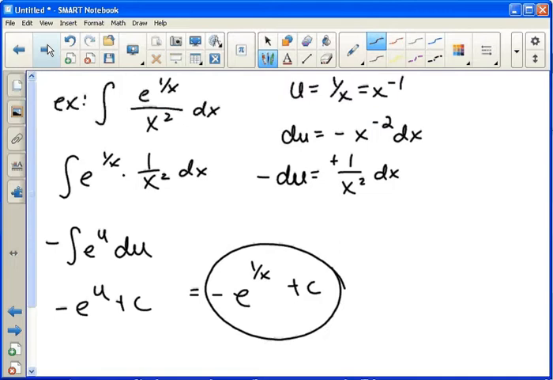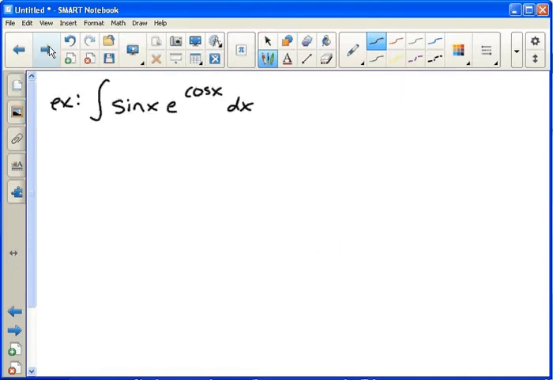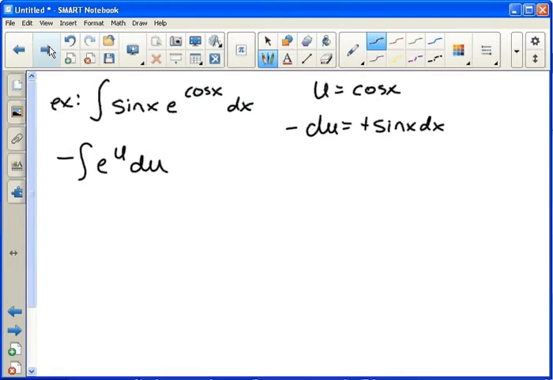Okay, moving right along. We have sine of x e to the cosine x. Still just one e, so I still use my u as the exponent. The derivative of cosine is negative sine x, which matches what I have except for the negative sign, so multiply both sides by negative 1, and I get negative integral e to the u du. The rule for that, super simple, e to the u plus c, so we get negative e to the cosine of x plus c.